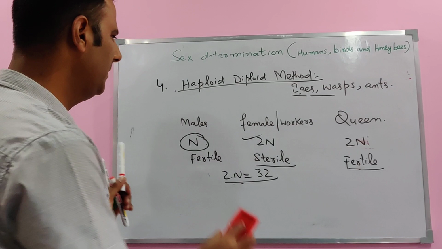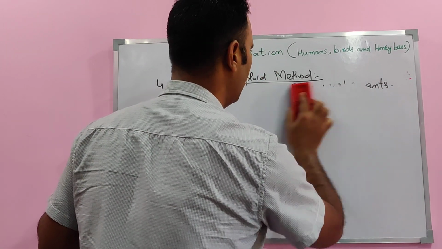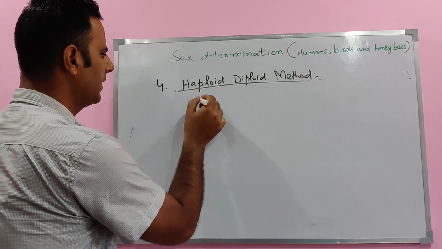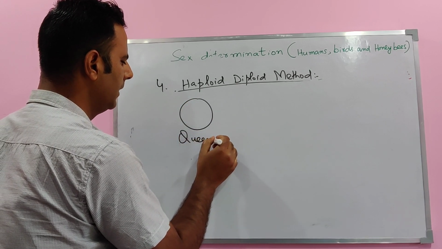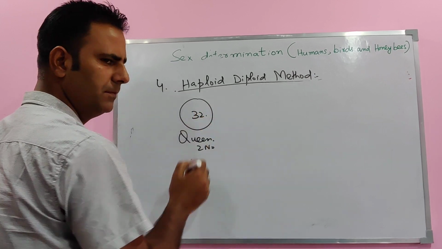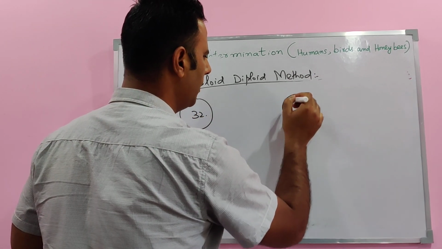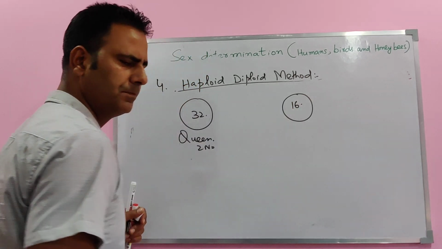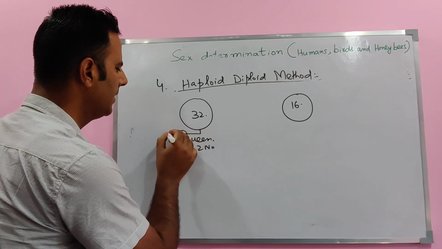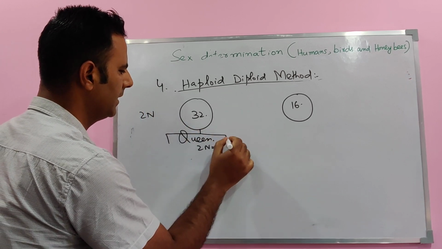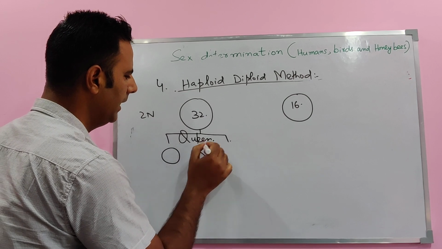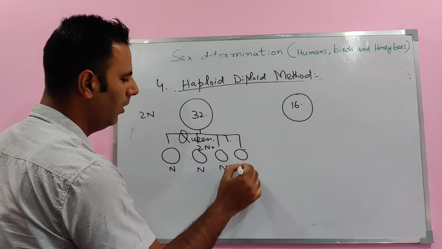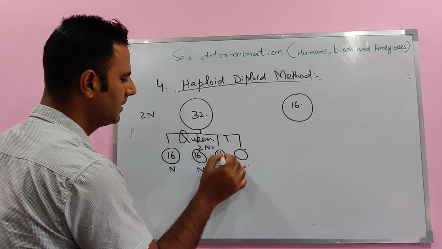Let us see how the queen mates. It has been seen that the queen mates at one time after the nuptial flight. For example, this is a queen, it is diploid, the chromosomes are 32. And here we have a male, with male sperms, and the male has a total chromosome number of 16. The queen, being diploid, will show gametogenesis, and it will produce eggs. All the eggs will be haploid, having 16 chromosomes.